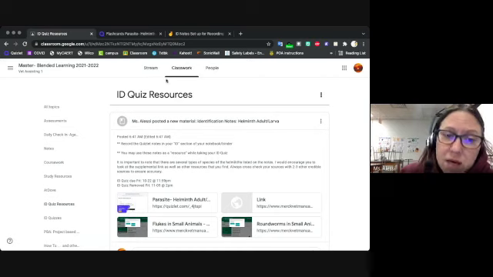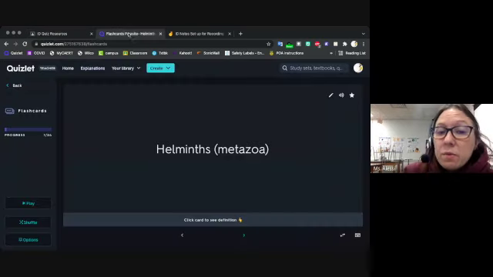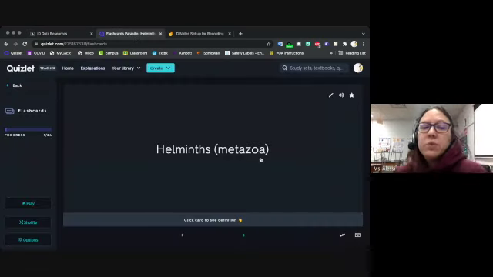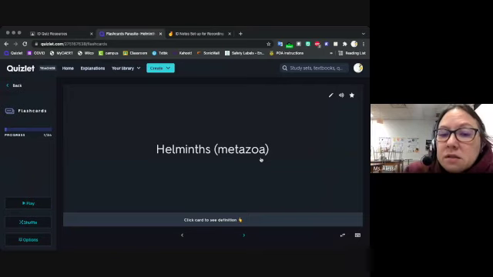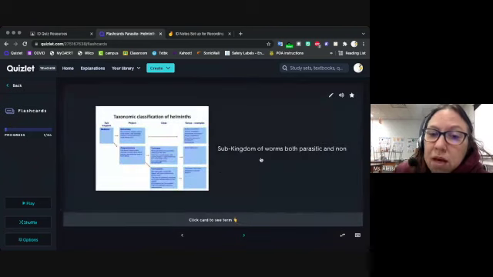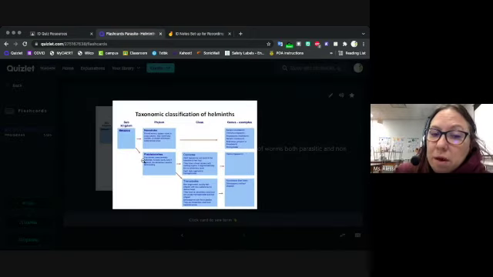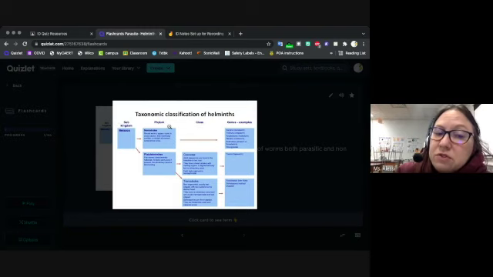So helminths, if you haven't figured out yet, helminths are worms. So we're going to start with helminth. And so the scientific name is Metazoa. And these are a subkingdom of worms that are both parasitic and non parasitic. So they might be parasites, they might not, just kind of all depends on where they live. So this is the subkingdom Metazoa. And then we have two phylums or big categories. You have nematodes and you have Platyhelminthes. So that's where we get the helminths from.